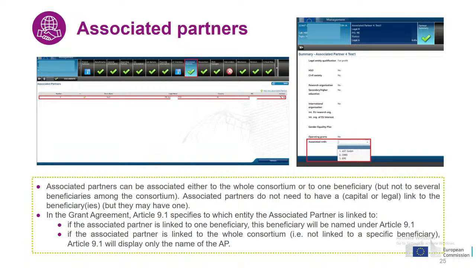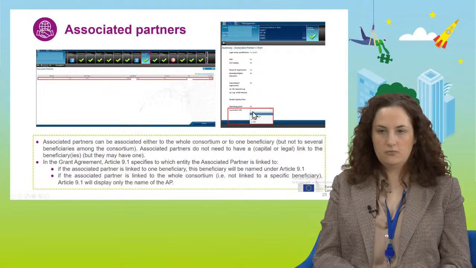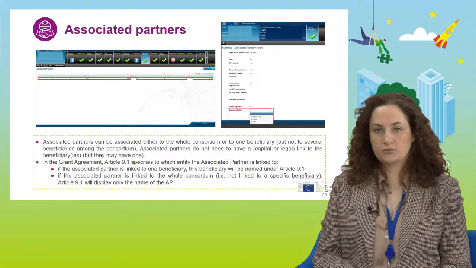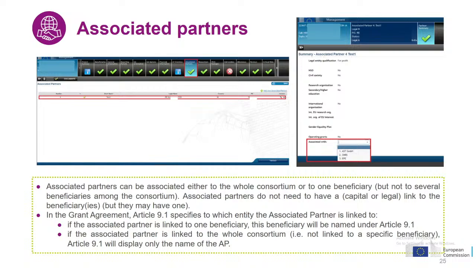The information about the associated partners will be in Article 9.1 of the grant agreement, and what we ask you here in this screen is to select if the associated partner is associated with the whole of the consortium or with a particular beneficiary.